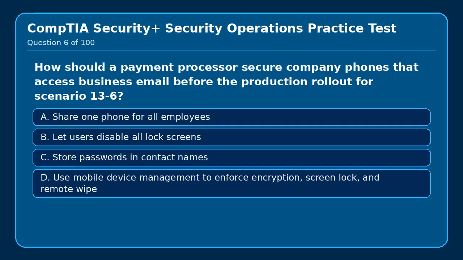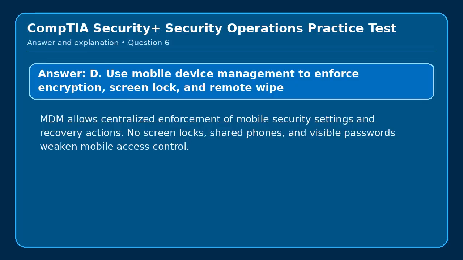The answer is D. Use mobile device management to enforce encryption, screen lock, and remote wipe. MDM allows centralized enforcement of mobile security settings and recovery actions. No screen locks, shared phones, and visible passwords weaken mobile access control.